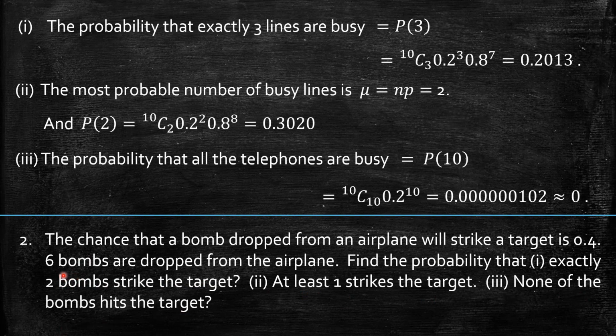Here also we have n equal to 6. The p is the probability that a bomb dropped from an airplane strikes the target, that is given as 0.4, thereby q is 0.6. So I can have the probability of a bomb dropping from the airplane striking the target as nCx, that is 6Cx into 0.4 power x into 0.6 power 6 minus x. So I can easily get these 3 or 4 probabilities given here by substituting the corresponding values of x.